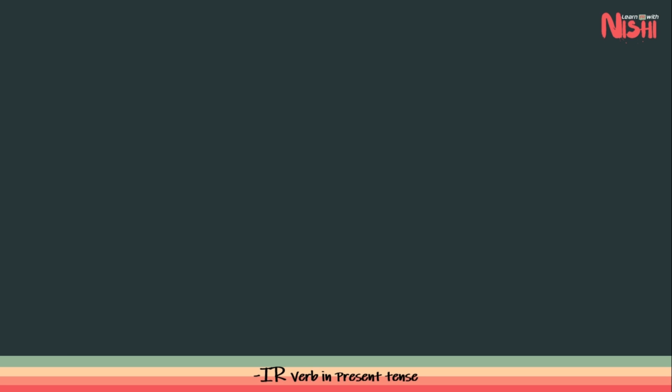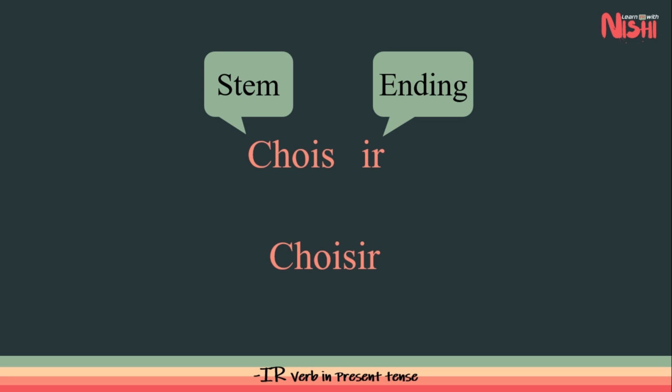A verb has two parts, the stem or radical part and the ending part. Let's take an example of an IR verb like choisir. Here, choisis the stem and IR is the ending. IR is the ending for all IR verbs. Group 2 verbs conjugation in present tense is really easy as they follow a particular conjugation pattern. Their stem always remains the same and we just have to change the ending for each subject pronoun.